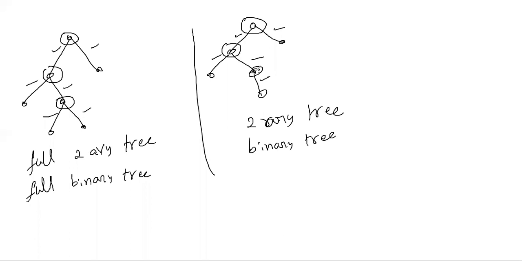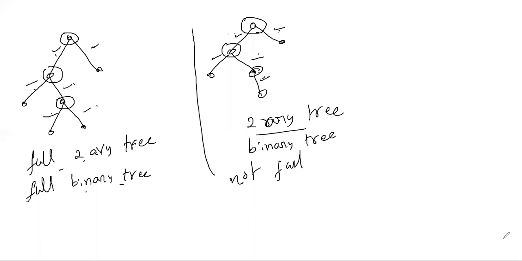Why is the earlier one full? Because each internal vertex has exactly two children: two, two, two, two, two, two. It is a full two array tree, or full binary tree. Here two children, two children, one child. Maximum is two children. Therefore, it is called a two array tree. It is not a full array tree. Okay, these are examples of the m array tree and full m array tree.